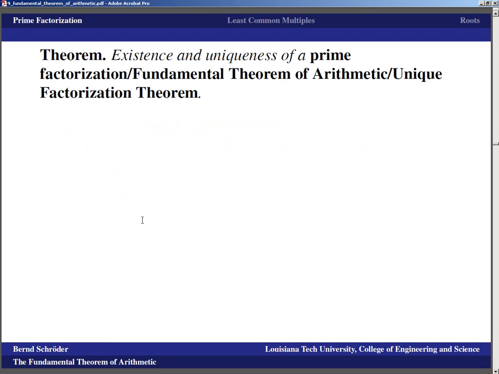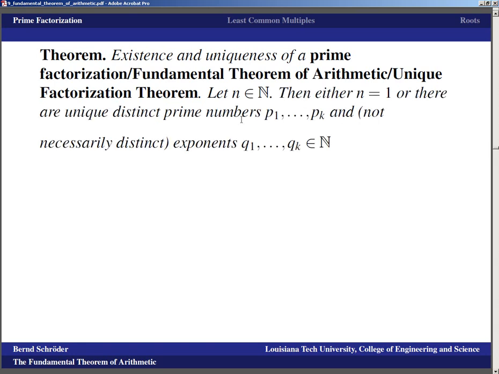Now we get to the fundamental theorem of arithmetic, which is about the existence and uniqueness of a prime factorization. It is called the fundamental theorem of arithmetic, or it is also sometimes called the unique factorization theorem. Well, we take a natural number n, then either n is equal to 1, or there are unique distinct prime numbers p_1 through p_k, and not necessarily distinct exponents q_1 through q_k in the natural numbers, so that n is the product j equals 1 to k of p_j to the q_j. So that is basically that n factors into a bunch of prime numbers, and we can sort those prime numbers so that every prime number only occurs once as a prime power.